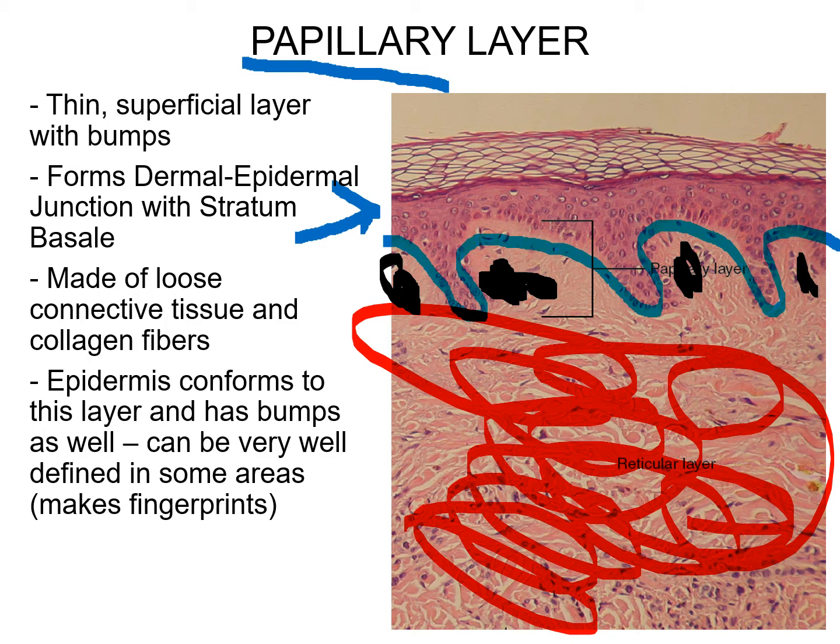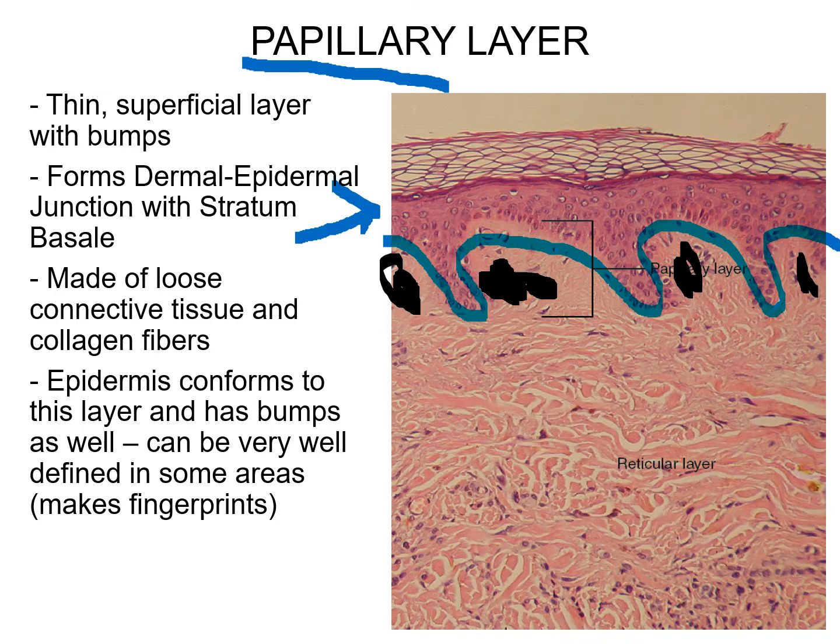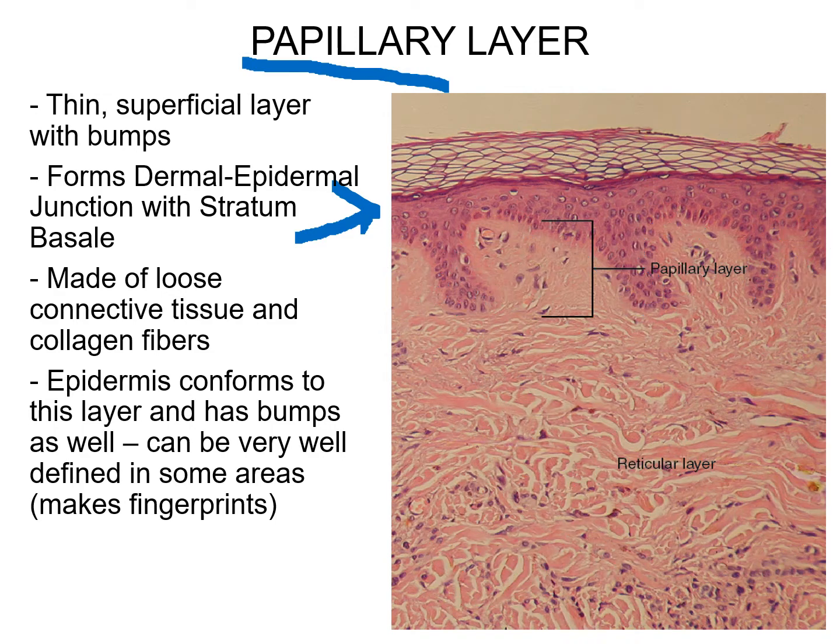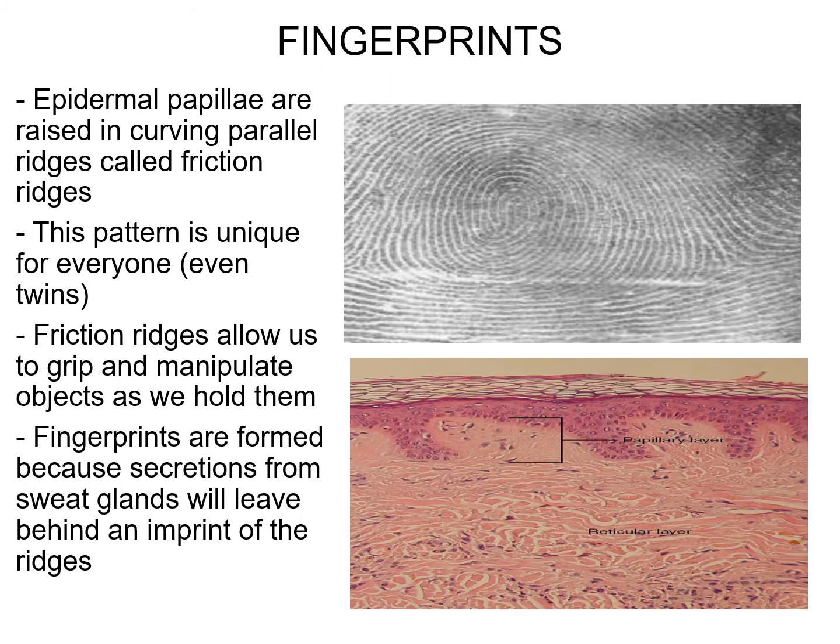So it's significantly smaller. Made up of loose connective tissue, collagen fibers mainly going to be found in this area. And as I mentioned, it kind of hugs against the epidermis, that dermo-epidermal junction. And as we're going to see very shortly, this is what's responsible for making your fingerprints. Kind of a cool slide to talk about the papillary layer.